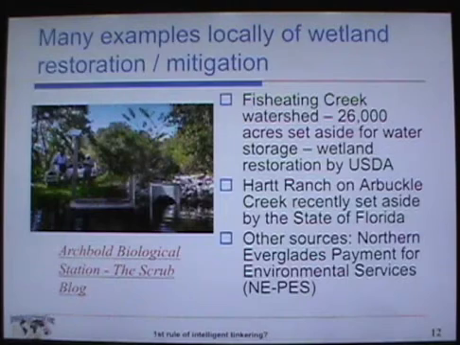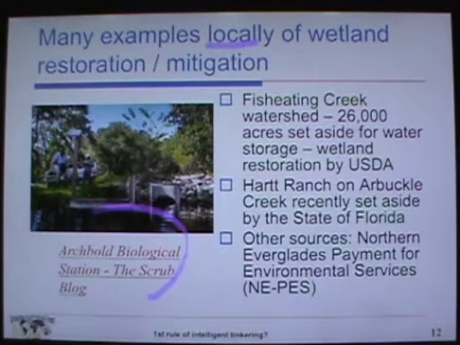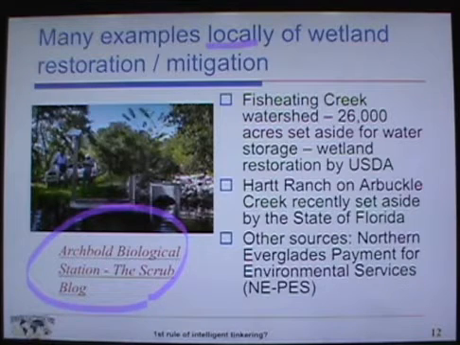There are a lot of examples locally of wetland mitigation. This is actually a link to a blog from the Archbold Biological Station, which is very interesting. I think this image is from a place called the MacArthur Agro-ecology Center. Actually, it's a farm down south, part of Highlands County. So, 3 examples we'll give. Well, 2 main examples. Fisheating Creek watershed.